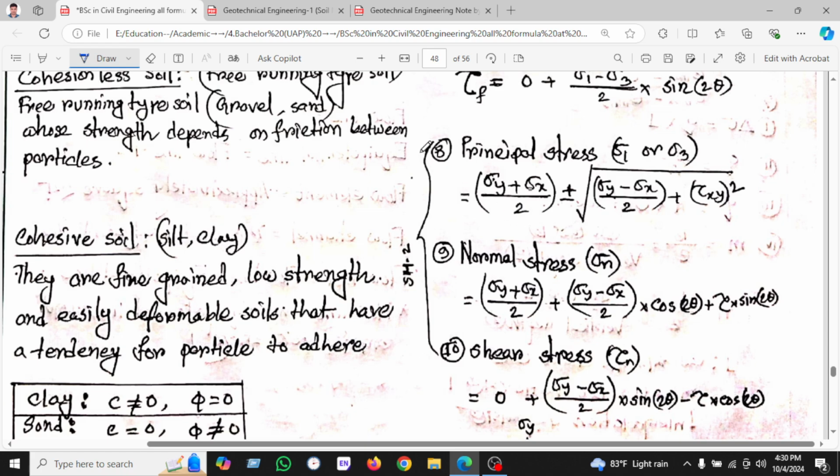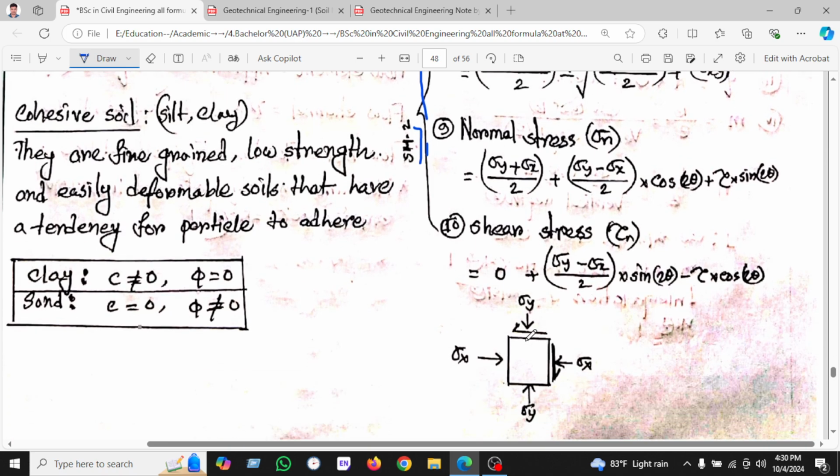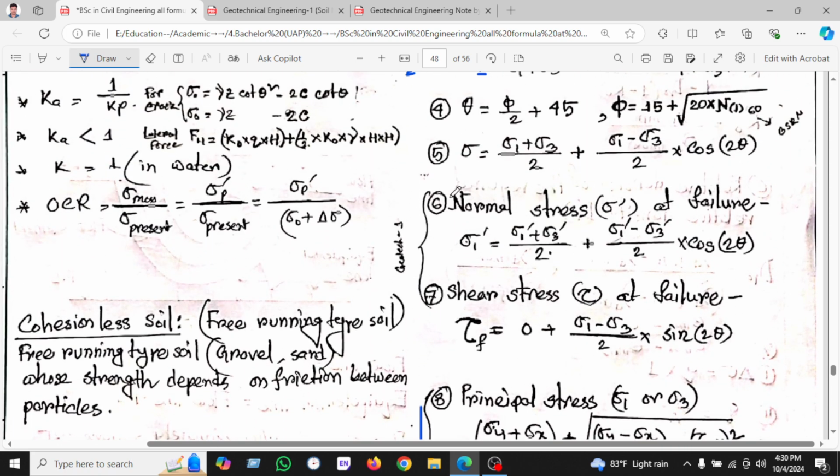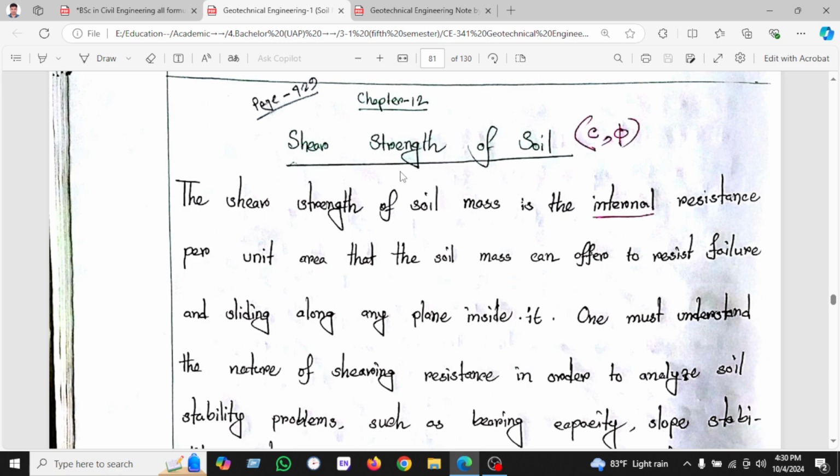This formula we have taken from solid mechanics 2, and we could derive it, but we will not, because this is a geotechnical course and we will use this formula. So let's start with shear strength.